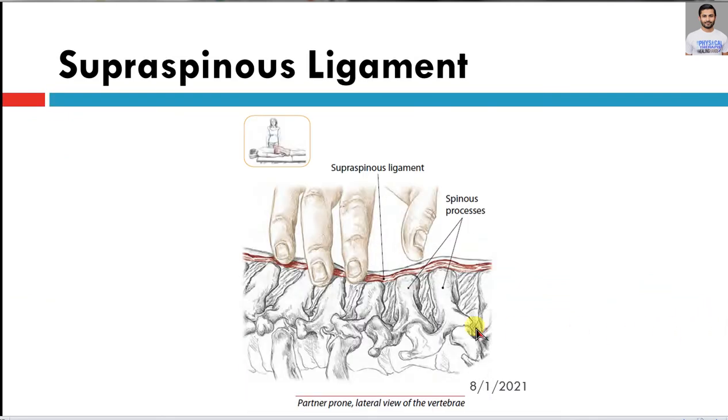The supraspinous ligament is present over the whole of the spinous processes of the spine, and you can feel it with a bit of flexion and extension. If the patient or partner is moving into flexion and extension, you can easily feel it. This is where you find the interspinous space, and you can easily palpate the supraspinous ligament in that region, and deep to that will be the interspinous ligament.